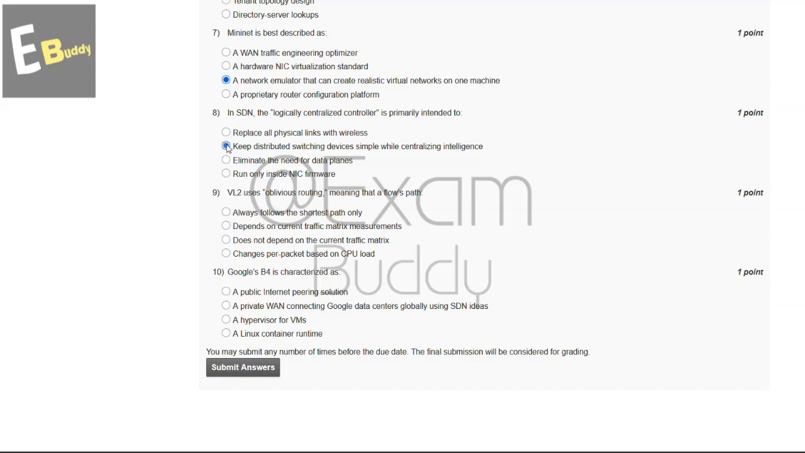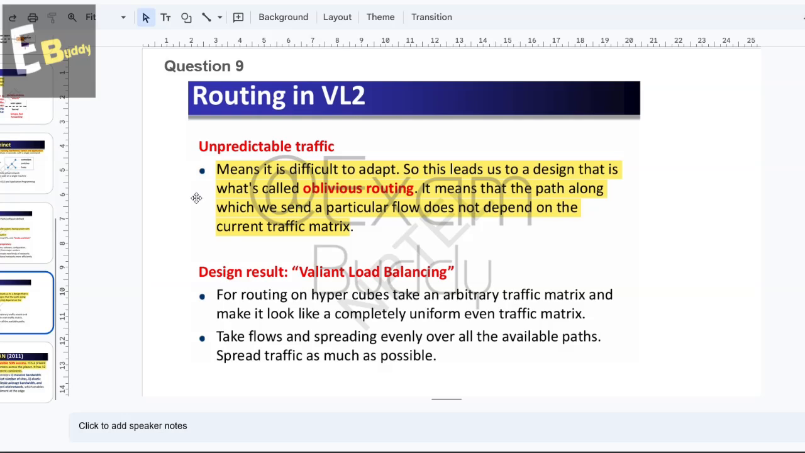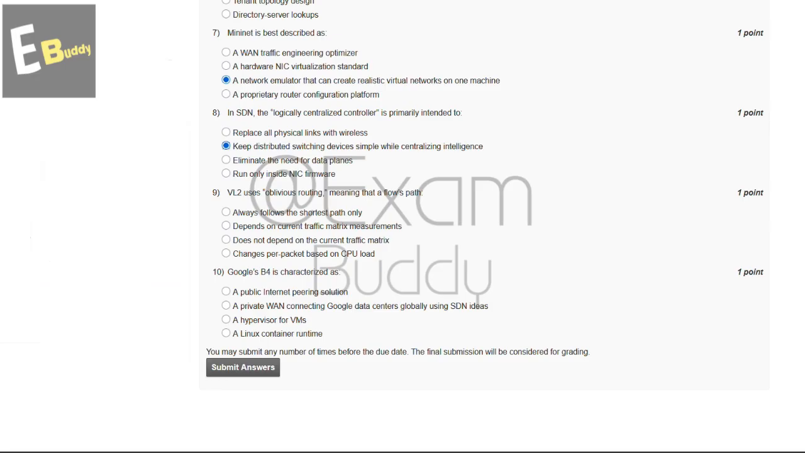And now let's go to our question number 9. VL2 uses oblivious routing, meaning that a flow's path... So these are the options, and now let's check the explanation. The explanation says it is difficult to adapt, so this leads us to a design that is called oblivious routing. It means that the path along which we send a particular flow does not depend on the current traffic matrix. So the answer of our ninth question is C.